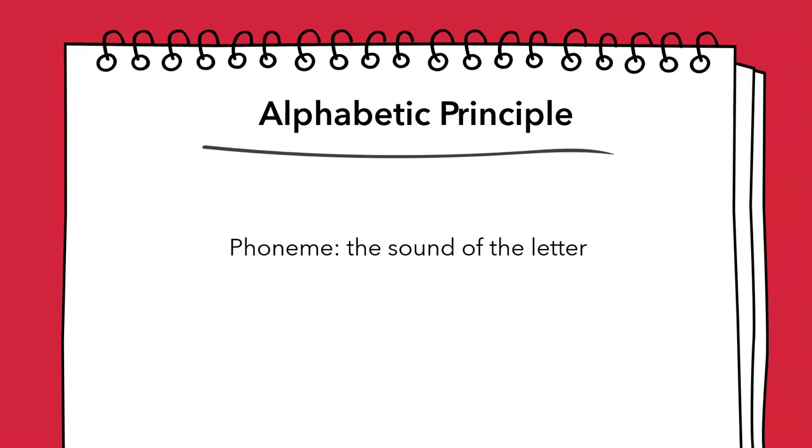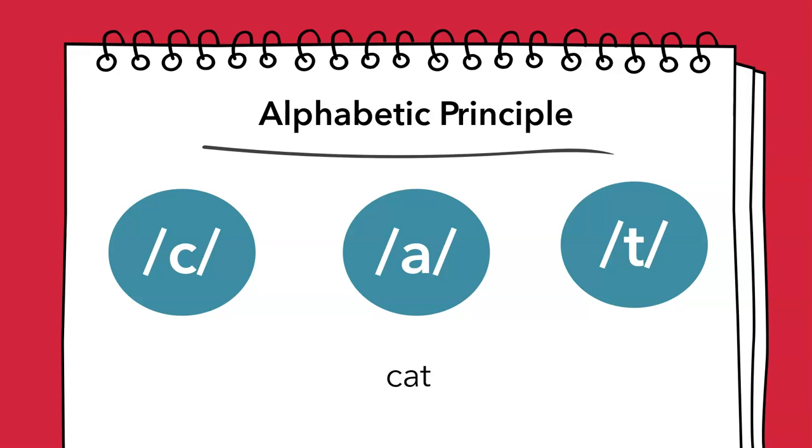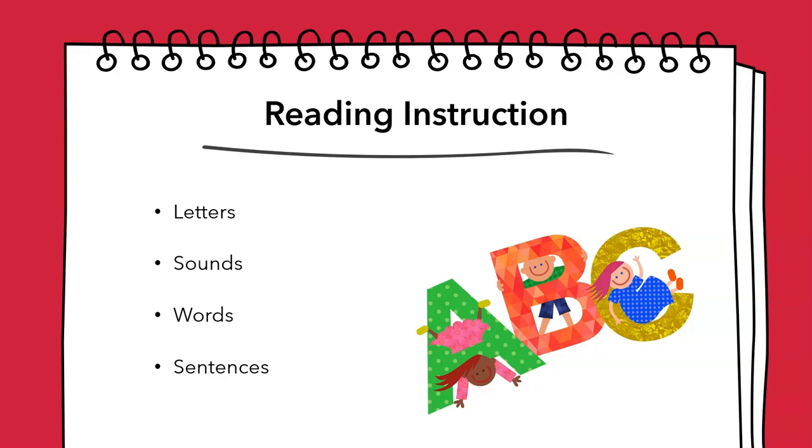We then learn that these phonemes can be put together to form words. The word cat has three phonemes, k, a, t. When we blend those sounds together, we get the word cat. The process of reading instruction begins by teaching children the letters of the alphabet and the sounds that are associated with each letter. They begin to understand that words are made up of these phonemes, and words can be strung together to form sentences.